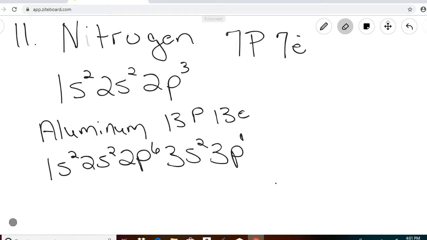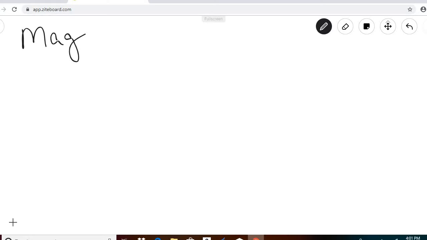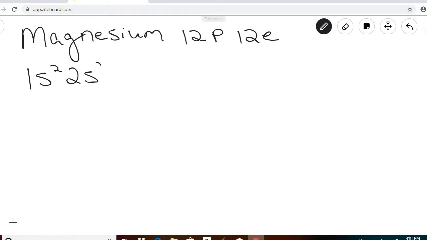Okay, next is magnesium. Let's go ahead and erase these. Magnesium on the periodic chart is number 12, so it has 12 protons, therefore it has 12 electrons. So we start with 1s2, 2s2, and then 2p6, and then we go 3s2, and that's it. That adds up to the 12 electrons.